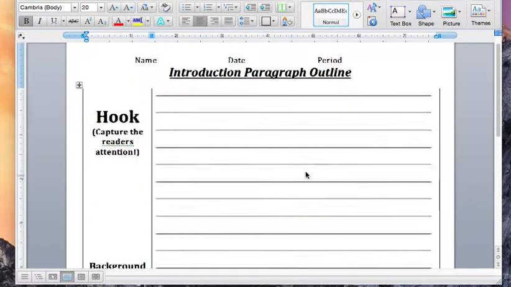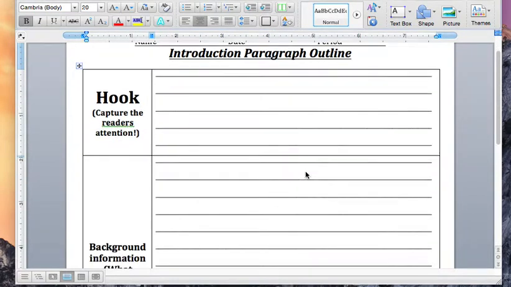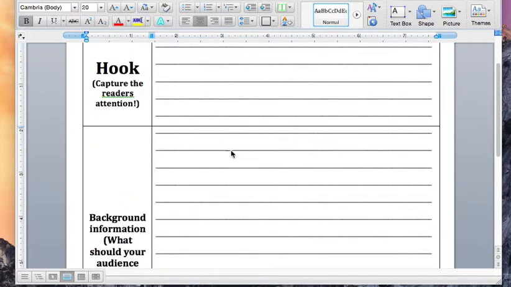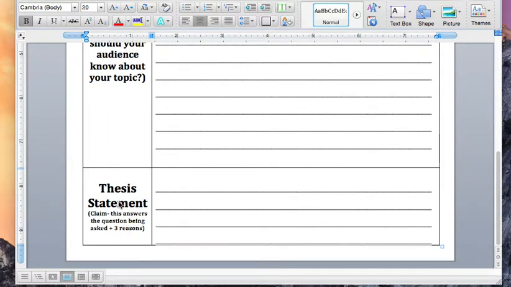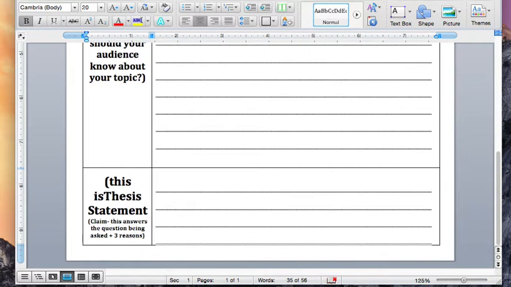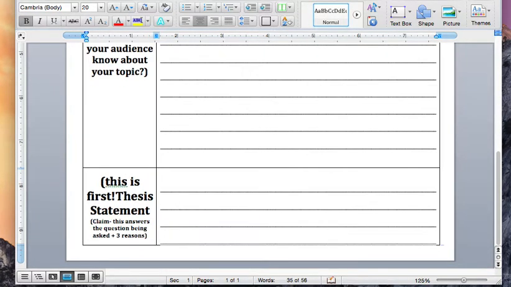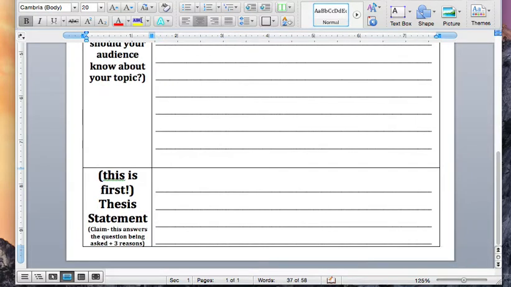A reminder, each page is one paragraph. According to the graphic organizer, you should have a hook, background information, and a thesis. Now your thesis is always first. Okay, before you even write, this is first. That's very important to keep in mind because if you don't have a good thesis, you can't write anything else.